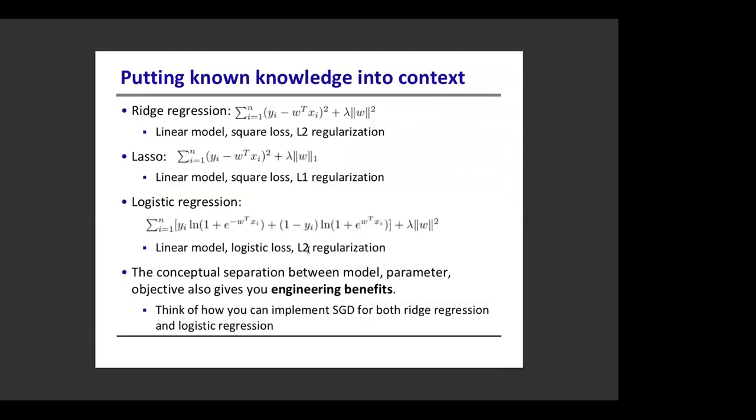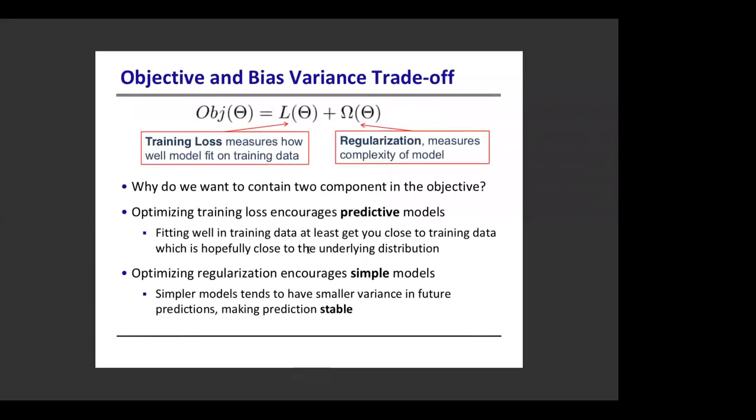The conceptual separation between model and parameters gives you engineering benefits. Think of how you can implement SGD for both ridge regression as well as logistic regression. Now again, why do you want to contain two components in the objective? Optimizing training loss encourages predictive models, and optimizing regularization encourages simple models. That's what we learned earlier.